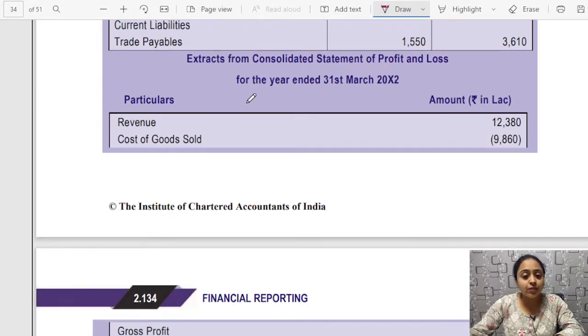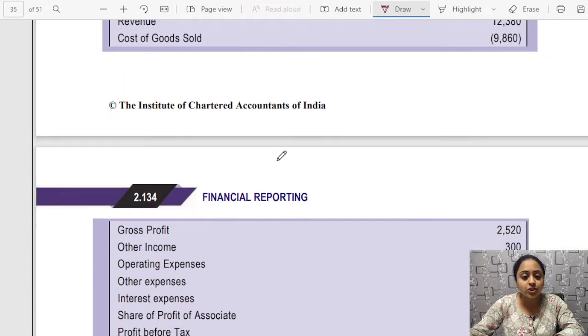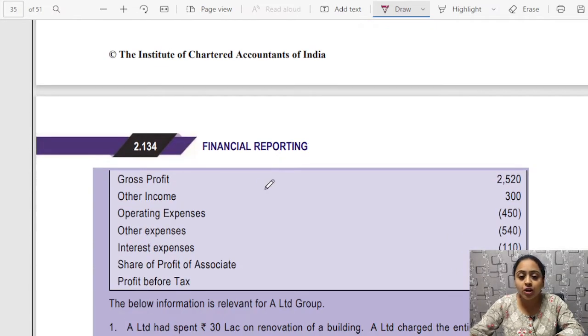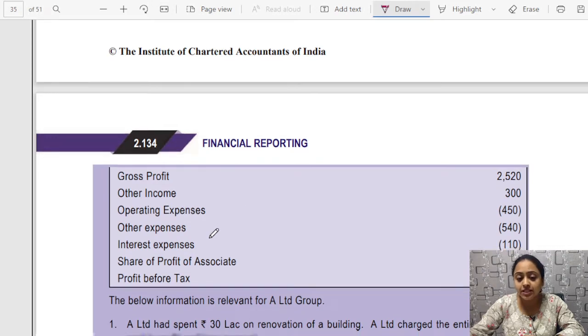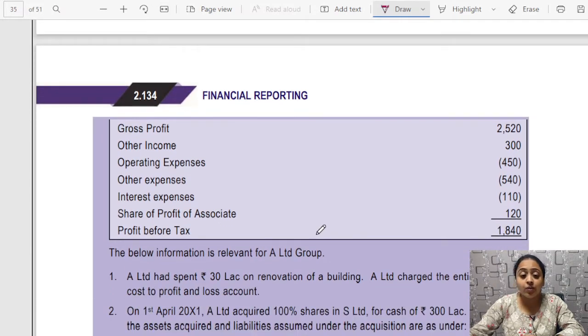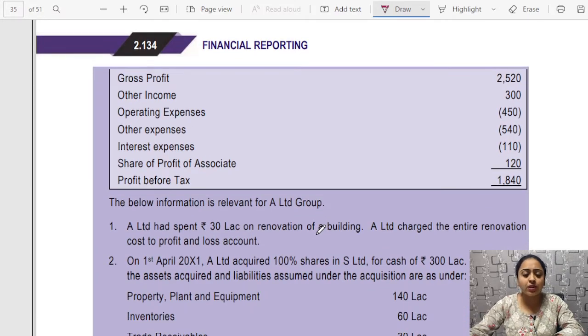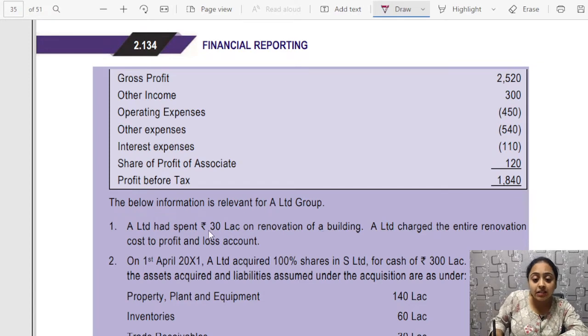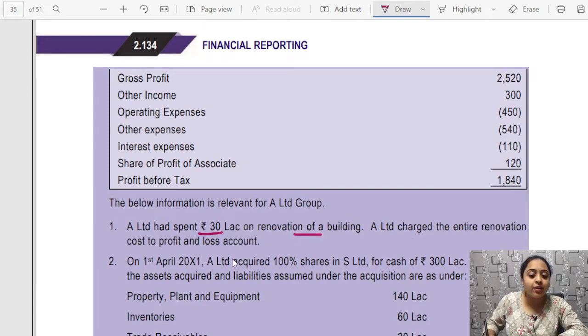Now, an extract of the P&L is also given. Revenue, cost of goods sold, gross profit, other income, operating expenses, other expenses, interest expense, share of profit of associate, profit before tax. Let's see what this is. A Limited has spent rupees 30 lakh on renovation of building. A Limited charged the entire renovation cost to profit and loss account. This renovation is a part of investing activity. Therefore, this 30 lakh should be removed and added to investing activity.